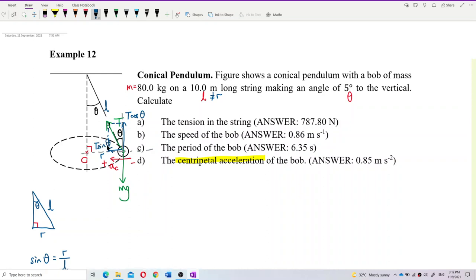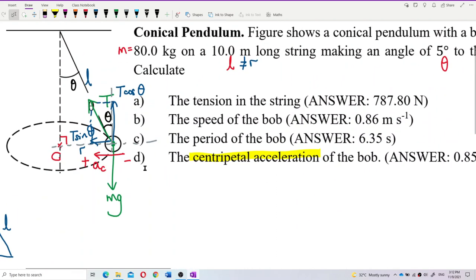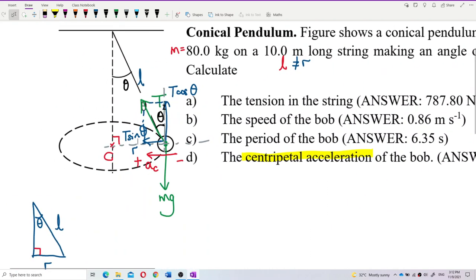Can you see that? Okay, I make it bigger. The y component is adjacent to angle theta, so that's why it's T cos theta. And the x component is opposite to the angle theta, so it's T sine theta. You see that? T sine theta. So we already resolved the force.